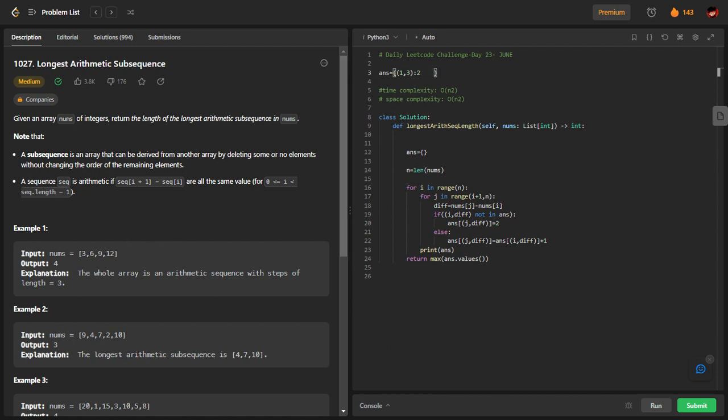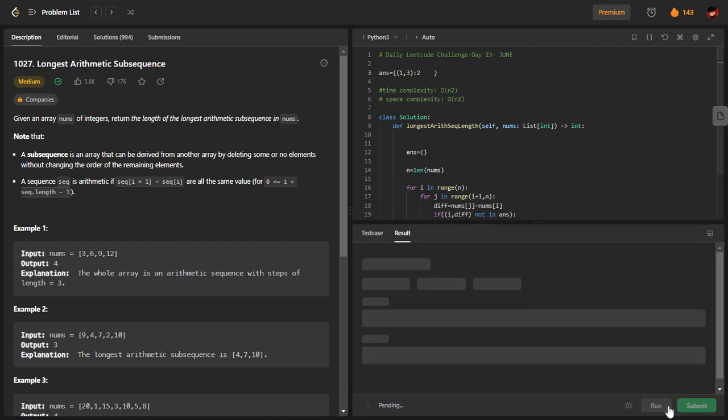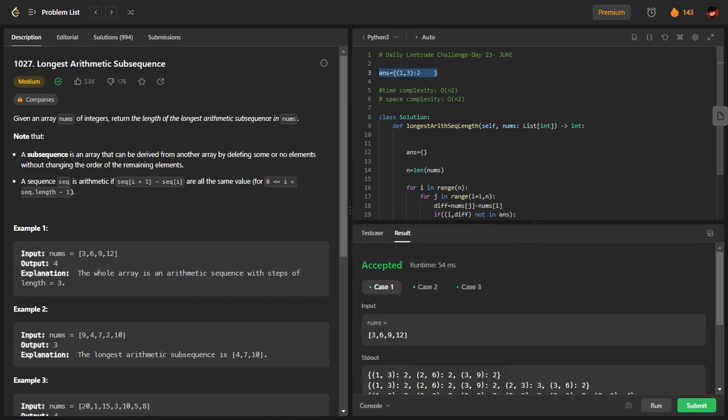Okay, 1 comma 3, then 2. I will just print and show you, that will be better for me. This error will come here. Just a second. I will just remove this part and run it here.